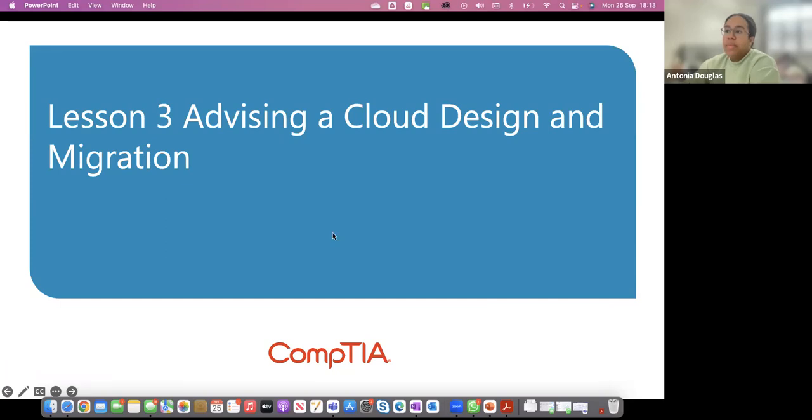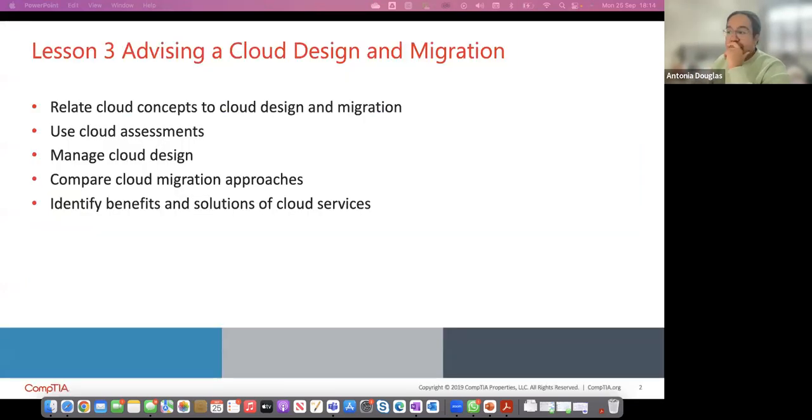Alrighty, so this is lesson 3, advising a cloud design and migration. This will be a recap of stuff that you've already learned, as well as introducing some new concepts. So there might be stuff that you are familiar with and stuff that you have not seen and might want additional explanation. And if so, please raise your hand. Okay. Also my first time running these slides, so please bear with me.